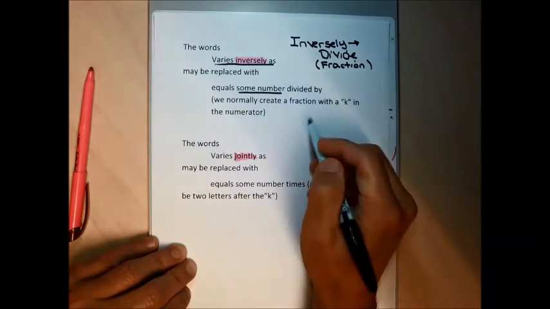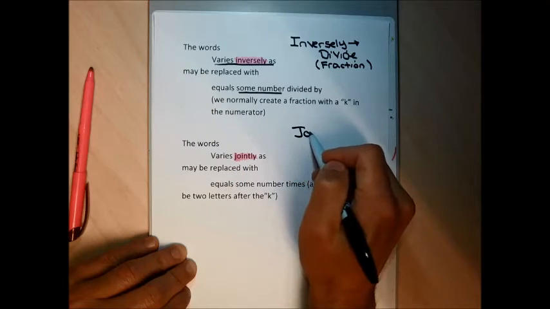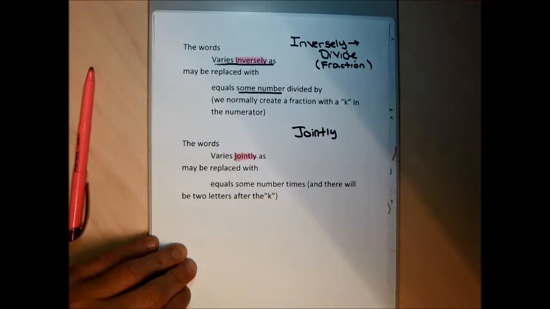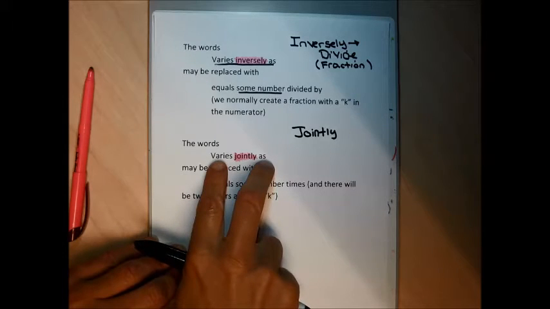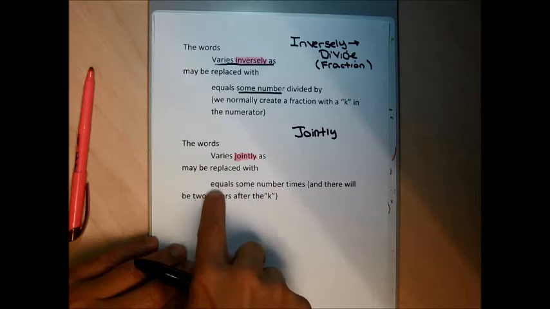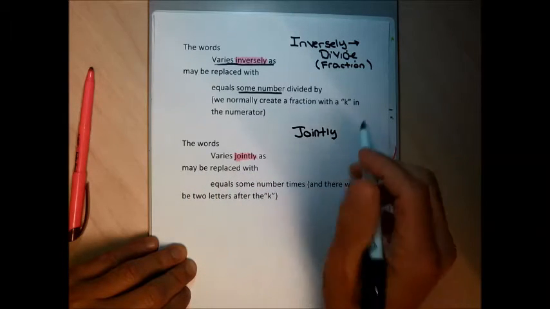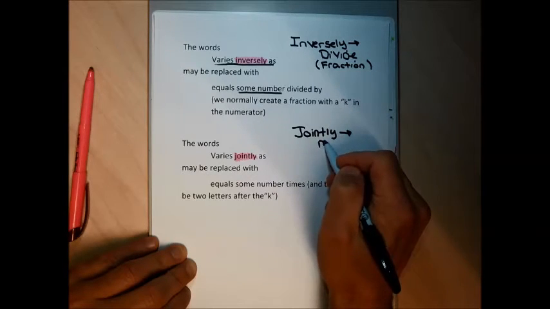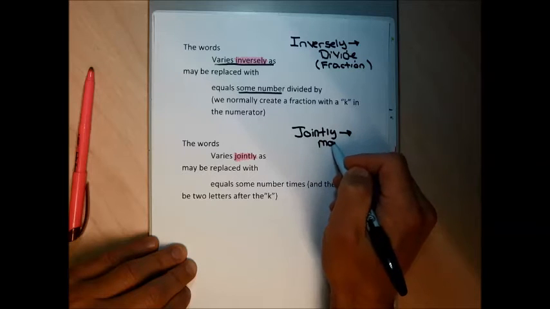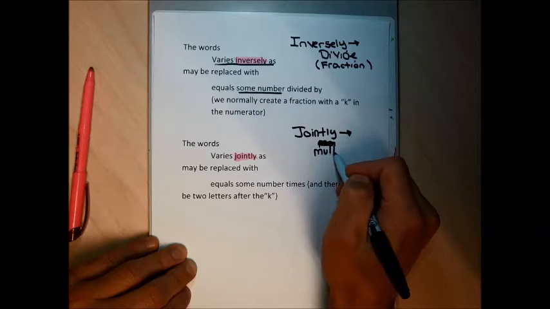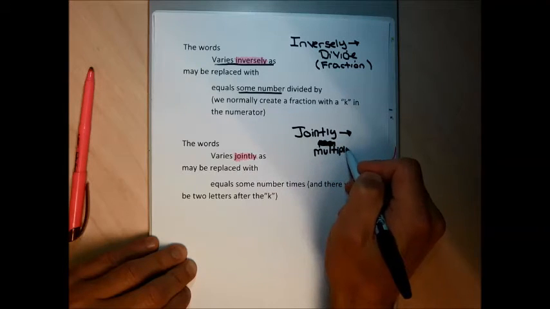The last word that's going to be important in this section is jointly. And again, any of the key words that we might be presented with in this chapter are usually sandwiched between other words. In this section, we might see the words varies jointly as. And if I see the words varies jointly as, I'm going to think equals some number times. So just like directly, the word jointly, the algebraic operation that I'm going to think about is also multiplication.